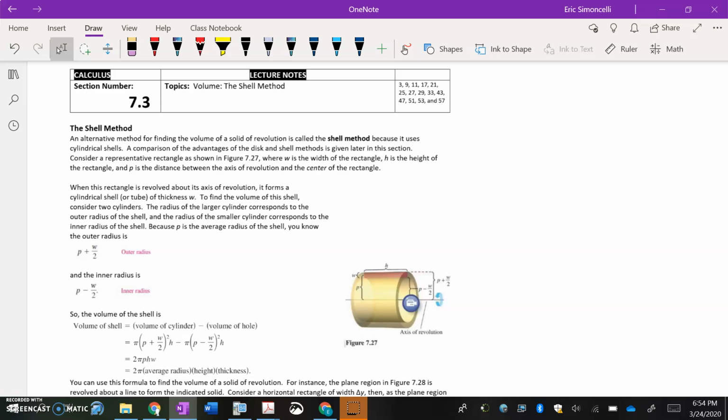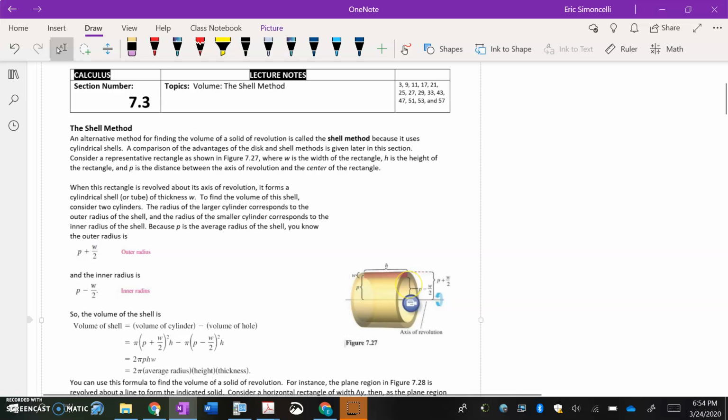Consider a representative rectangle as shown in figure 7.27, where W is the width of the rectangle, H is the height of the rectangle, and P is the distance between the axis of revolution and the center of the rectangle. When this rectangle is revolved about the axis of revolution, it forms a cylindrical shell or tube of thickness W.